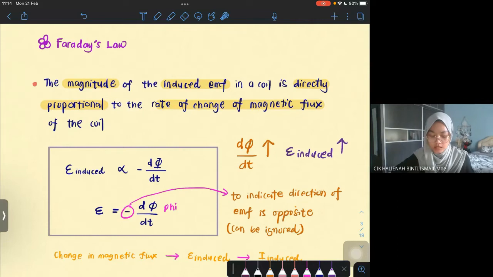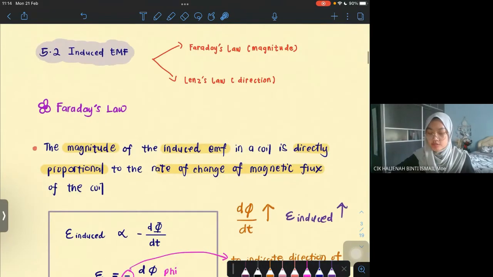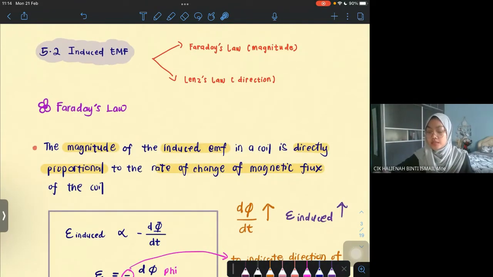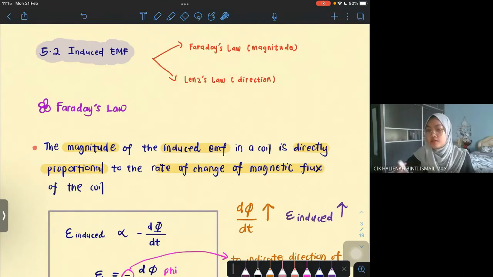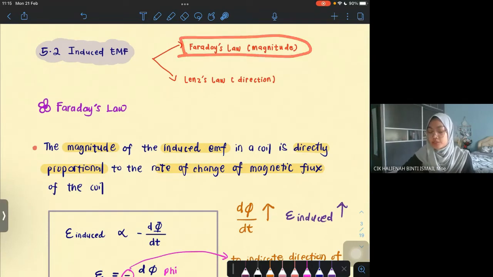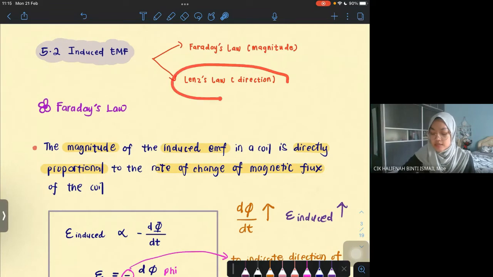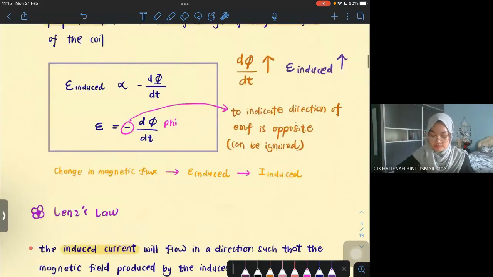Okay. So dalam induced EMF ni, we are going to apply another law. We call it Lenz's law. Di mana Lenz's law ni akan menentukan direction of the induced current. So Faraday's law tadi dia just sentuh pasal magnitude sahaja. Lenz's law dia akan sentuh pasal direction.